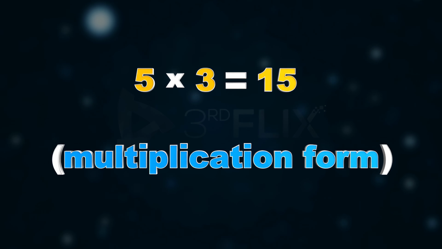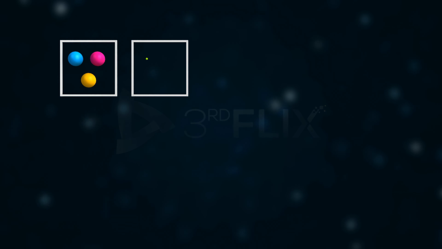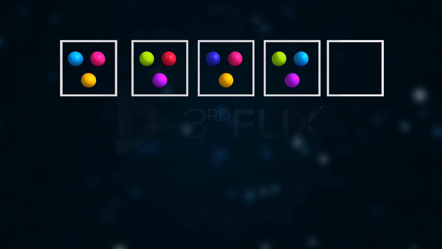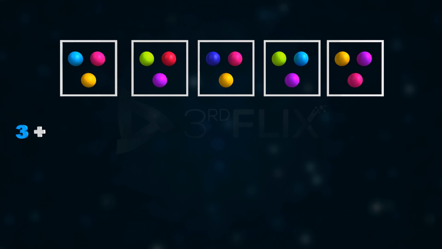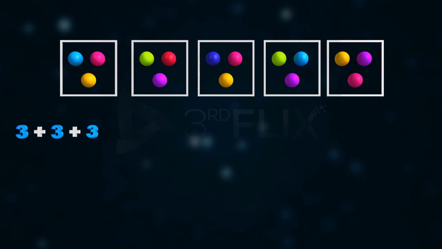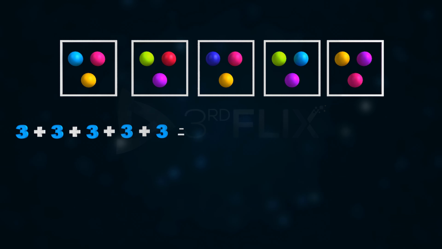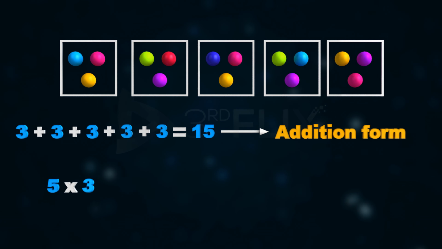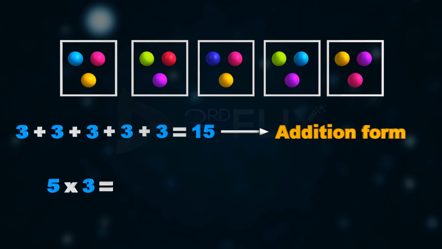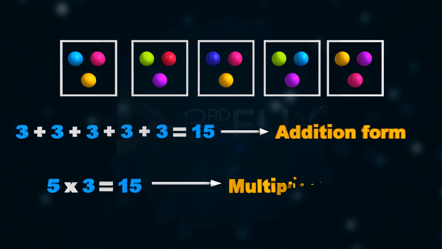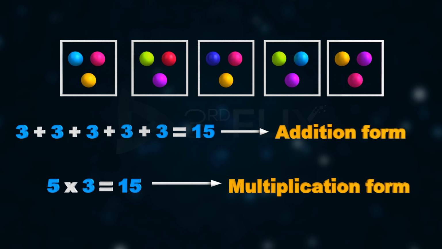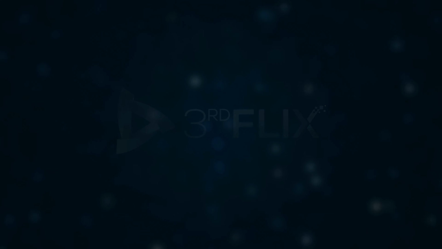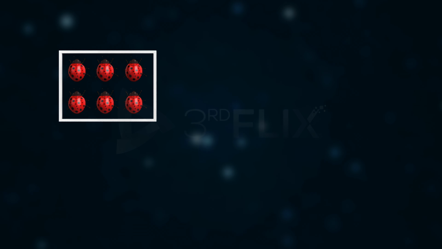Multiplication form. 3 plus 3 plus 3 plus 3 plus 3 is equal to 15. Addition form. 5 into 3 is equal to 15. Multiplication form. Let us see few more examples.